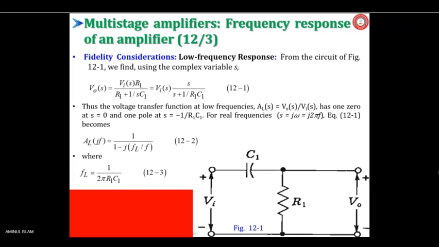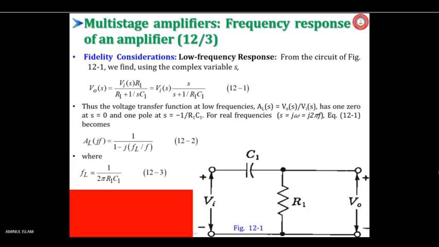We find using the complex variable S, where S equals jω, or j2πf, where ω is the angular frequency and f is the normal frequency. VO of S equals VI of S times R1 divided by R1 plus 1 upon SC1. This is understood, I hope, for a low pass or high pass filter. This kind of expression you understand?